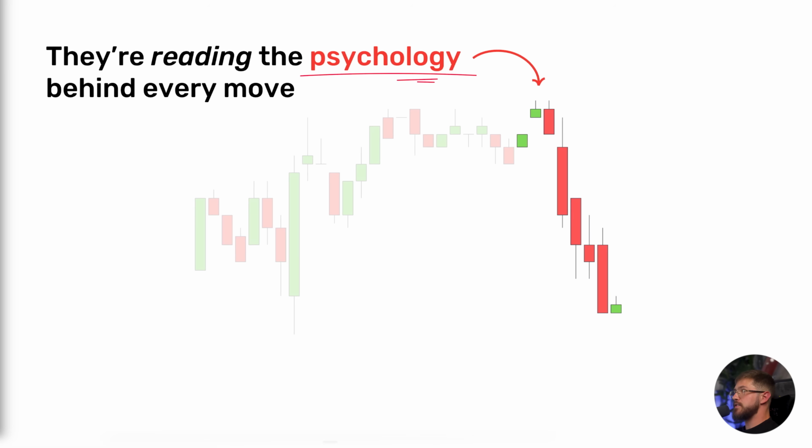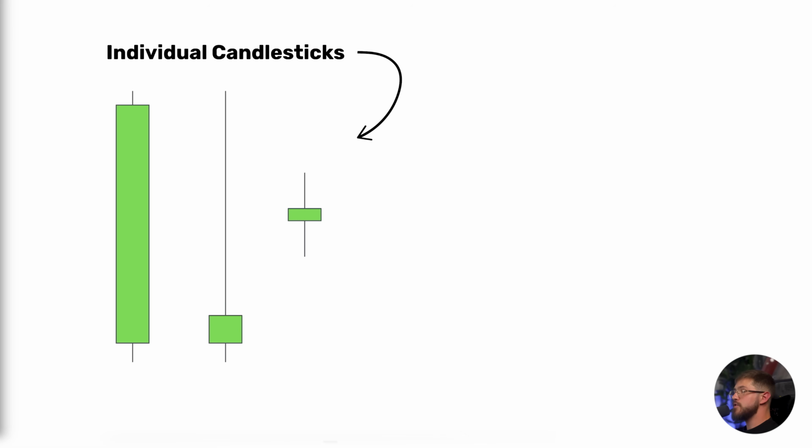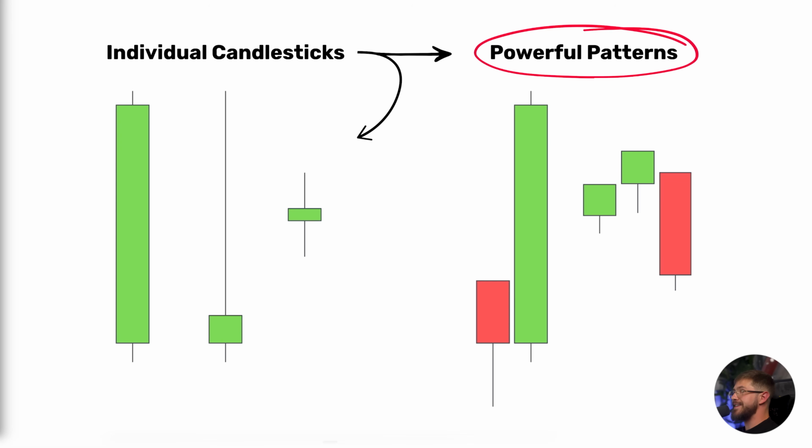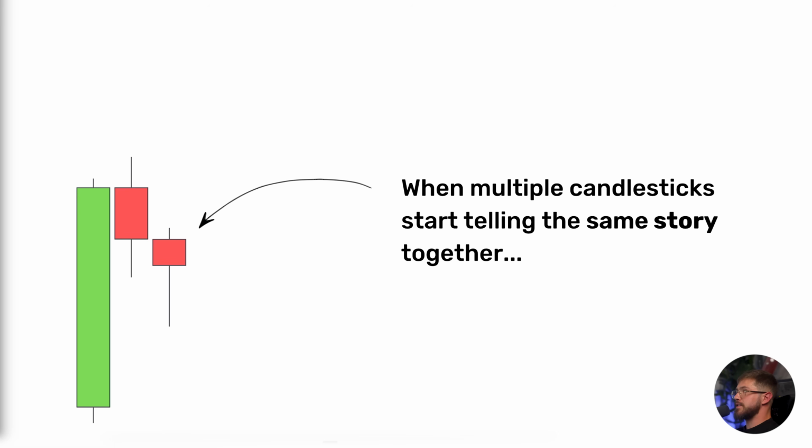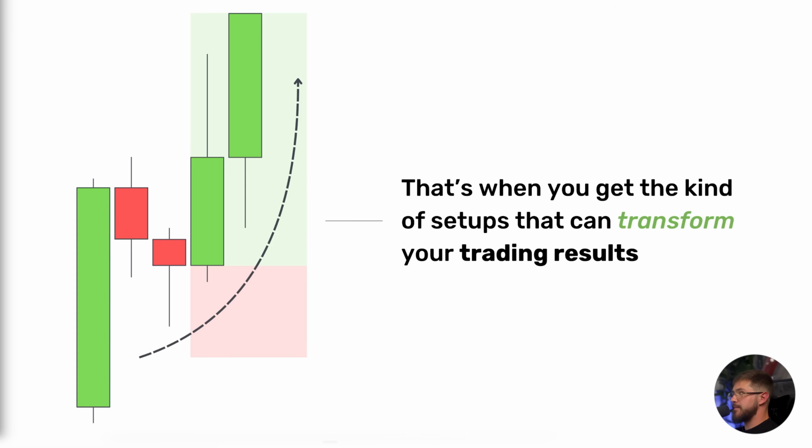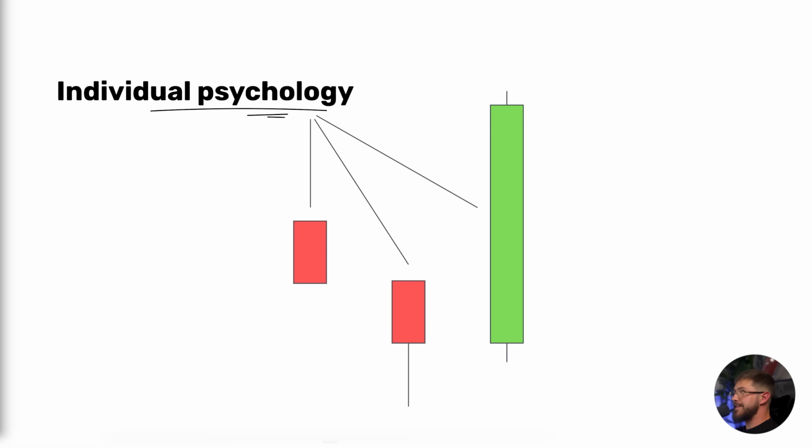And this is what separates profitable traders from everyone else. They're not just memorizing shapes, they're reading the psychology behind every single move. And here's why this foundation is so crucial. Once you understand what individual candlesticks are telling you about the market's psychology, you can start to see how they combine into more powerful patterns. When multiple candlesticks start telling the same story together, that's when you can get the kind of setups that take you from unprofitable to a profitable trader. But it gets even better.